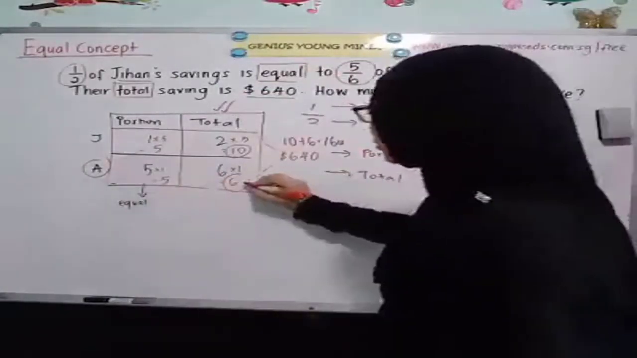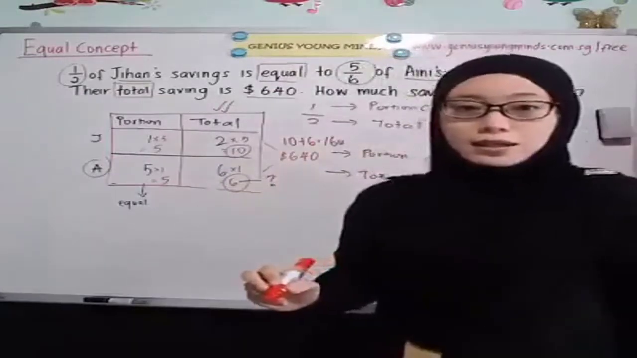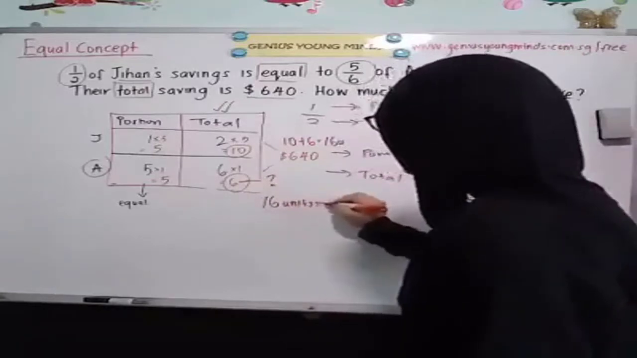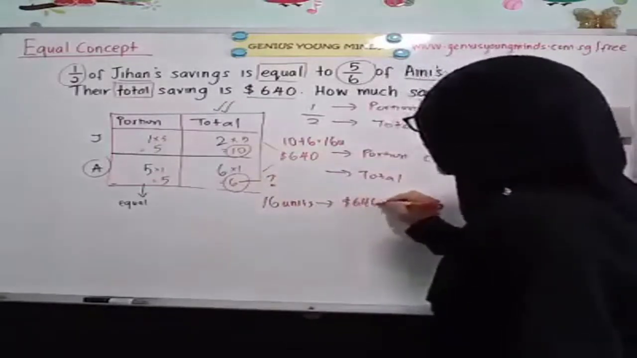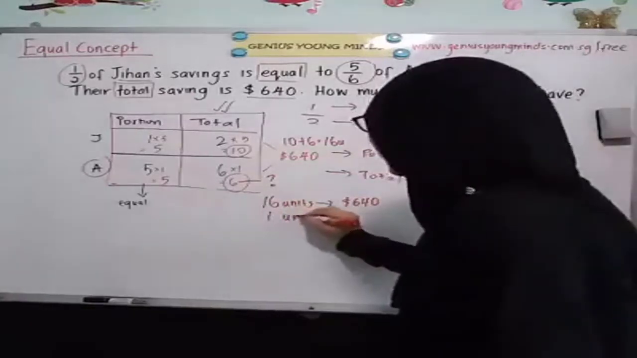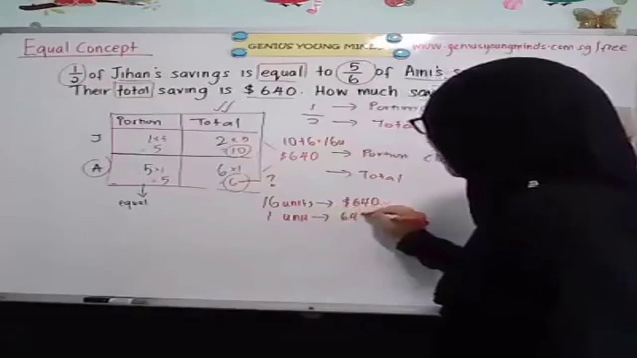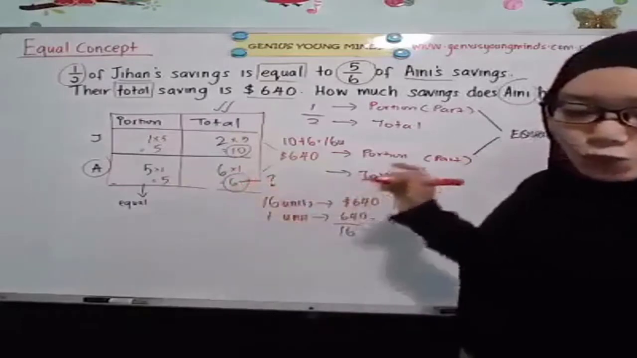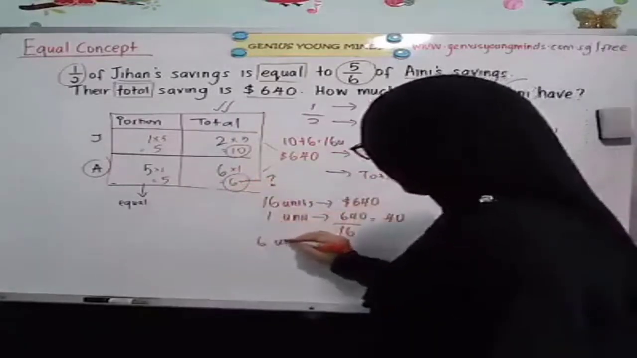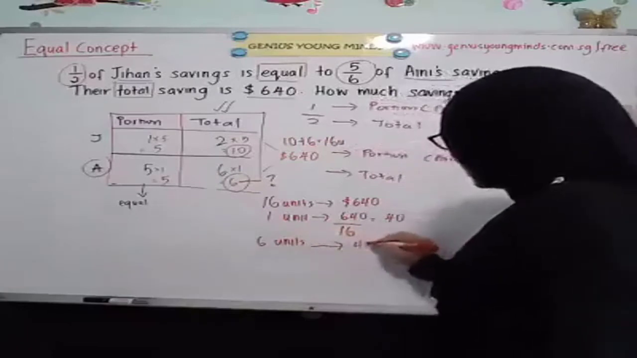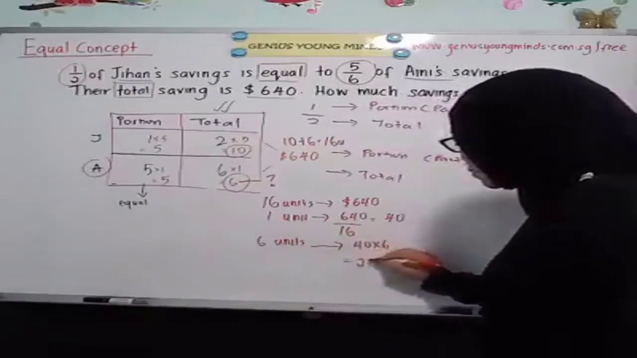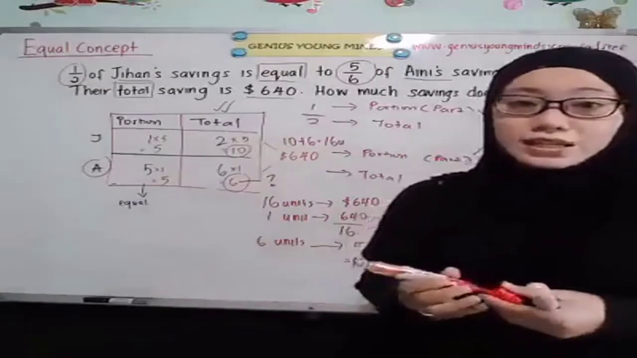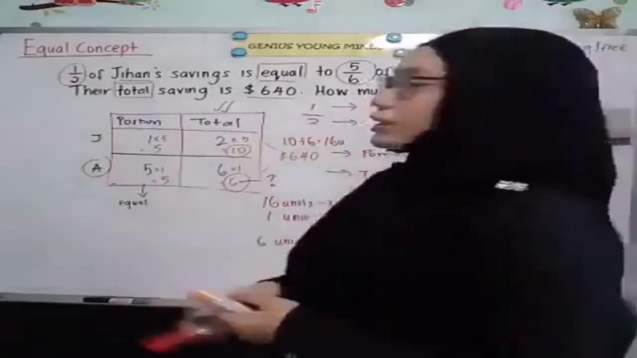Which means for Aini, we need to know how much is 6 units. Understand? Okay, so in this case, 16 units represent $640. And by 1 unit, which is 640 divided by 16, answer is 40. And then I want to find 6 units, which is 40 times 6 equals to $240. Answer. Very, very easy. It's a very, very easy concept or very, very easy question.